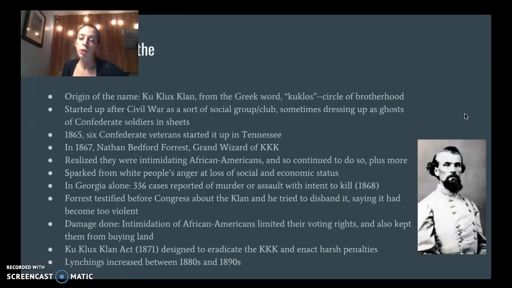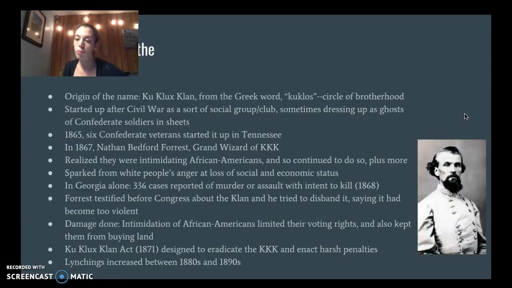And so basically it put into place a lot of harsh penalties if you were caught doing some of these activities. One thing to know, though, is that even though they say that the Ku Klux Klan Act worked, lynching still continued, and it actually increased between the 1880s and the 1890s.